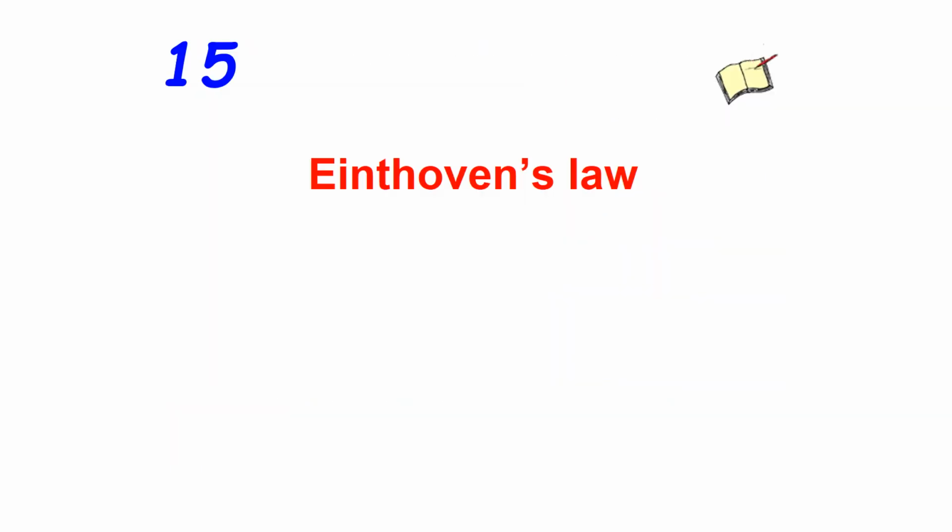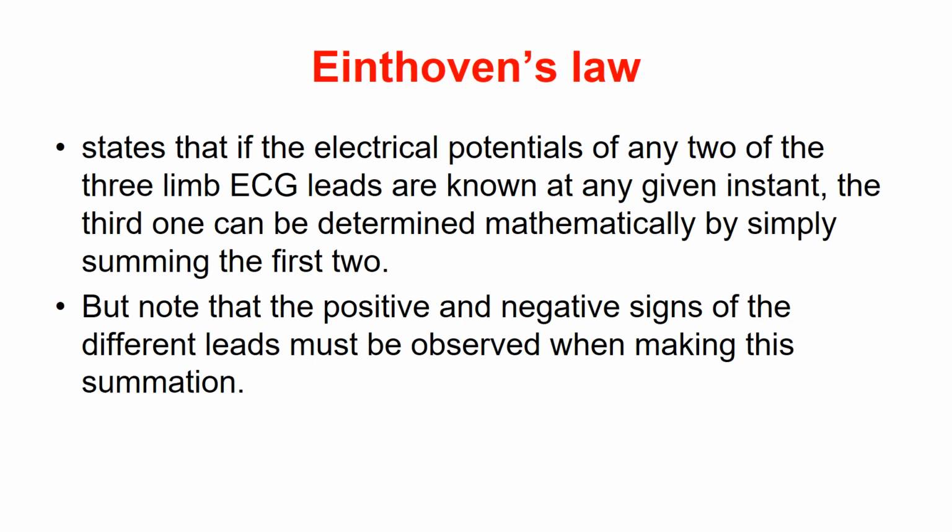Einthoven's law. Einthoven's law states that if the electrical potentials of any 2 of the 3 limb ECG leads are known at any given instant, the third one can be determined mathematically by simply summing the first two. But note that the positive and negative signs of the different leads must be observed when making this summation.